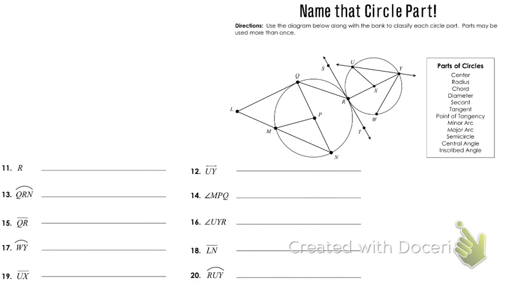11, point R. Gauge? Point of tangency. Very good. Point of tangency. It's where the tangent line intersects the circle.